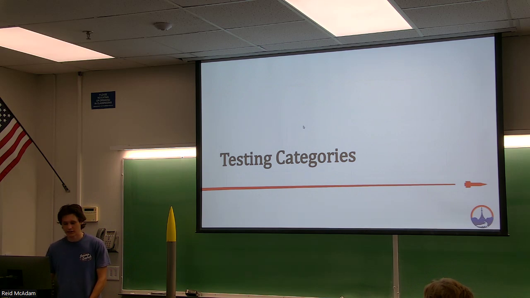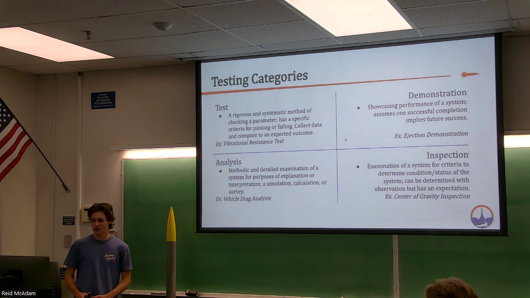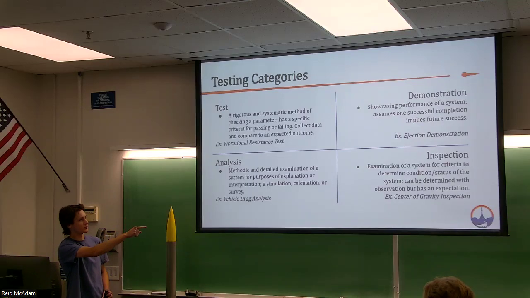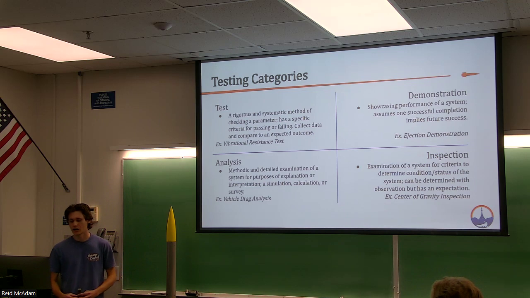And then we've got our testing categories. This is what made me hit my head into a wall over and over in the last year, because for the USLI reports, we had to look at each test and say which one of these it was. And it took me months to actually understand what the difference between each of these was. So I'll try to explain it the best I can. A test is defined as a rigorous and systematic method of checking a parameter against a specific criteria for passing or failing. Then you collect data and compare to an expected outcome. So an example is a vibrational resistance test.